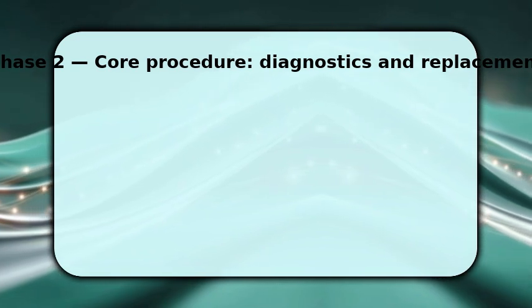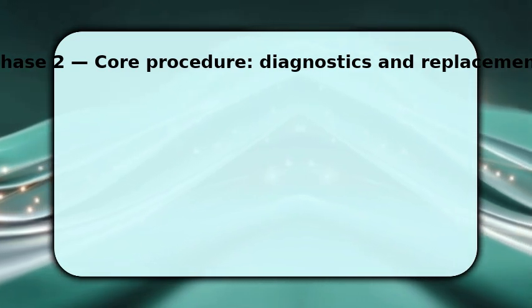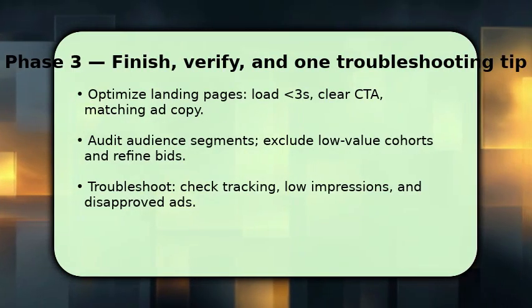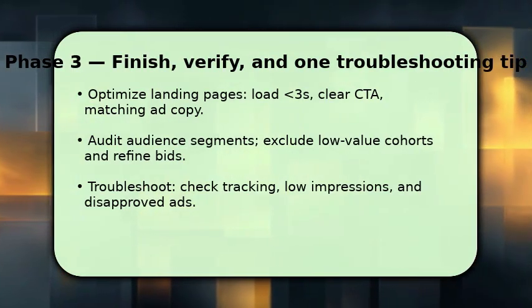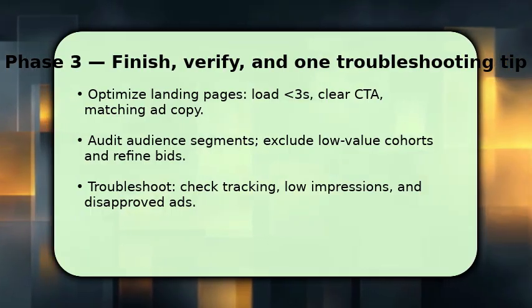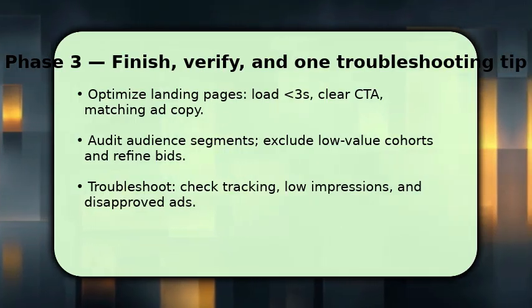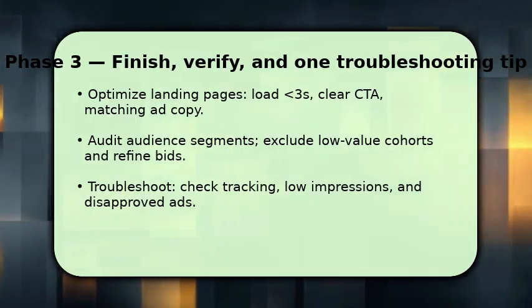To complete the process, focus on conversion rate improvements and maintenance. Optimize landing pages for speed and alignment with ad copy, and use A/B tests to raise conversion rate. Once stable, expand with new audiences and lookalikes, and set rules to pause poor performers automatically.